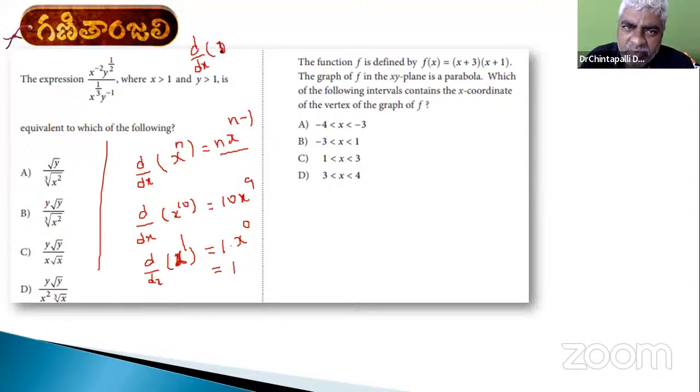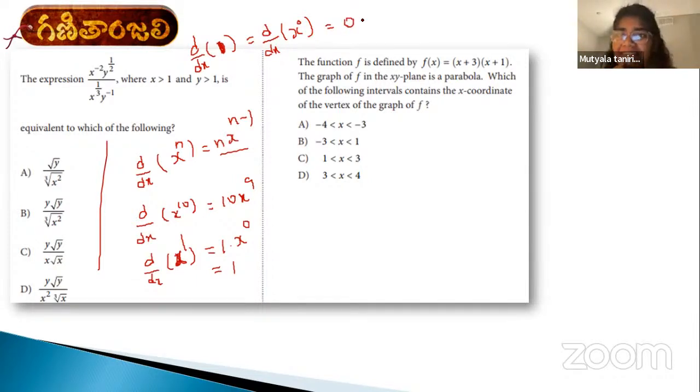1 means x to the power of 0. We need the derivative of it. Is it 0? Yes, 0. How do you know? Using the same principle, it is 0 times x to the power of something. We are not interested in finding its value, but 0 times any defined value is 0. So the derivative of 1 is 0, sir.